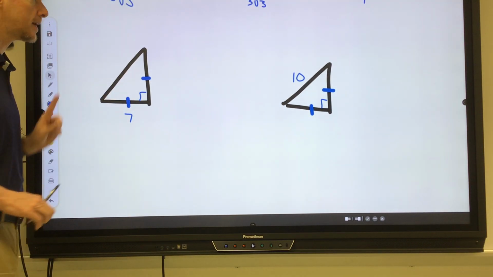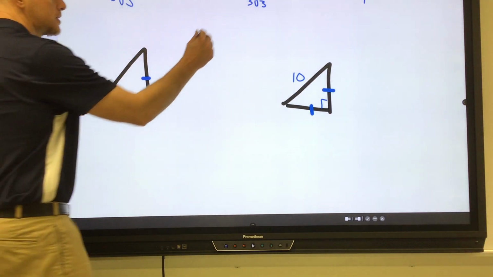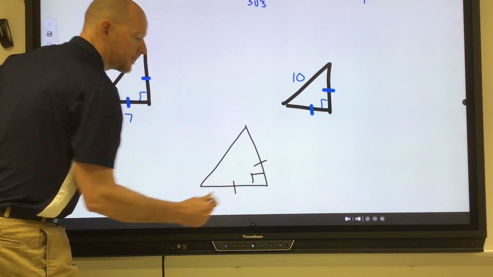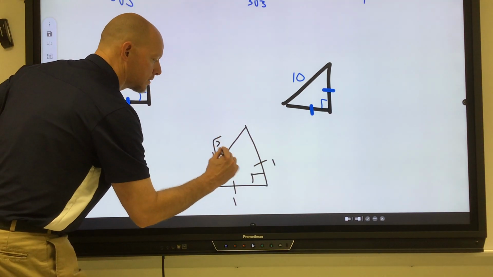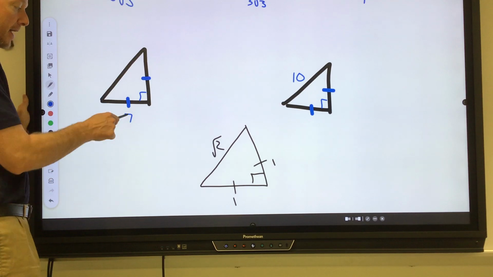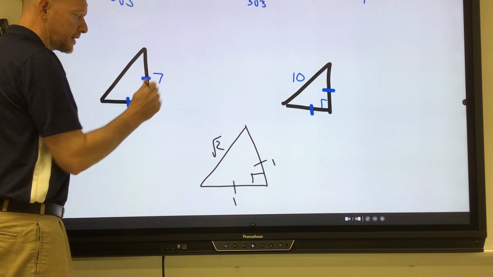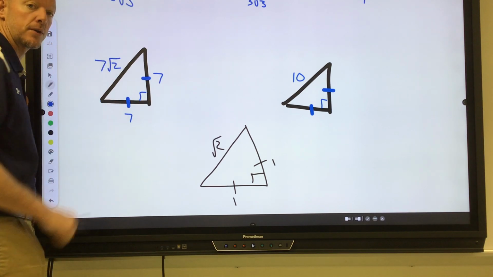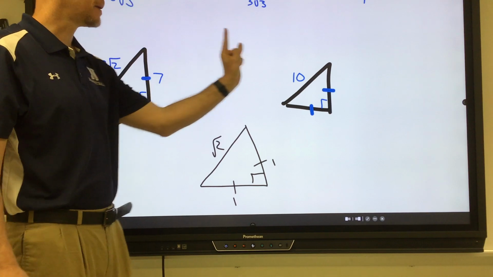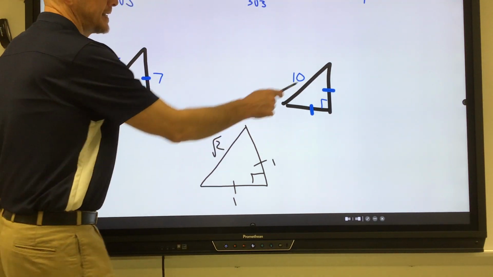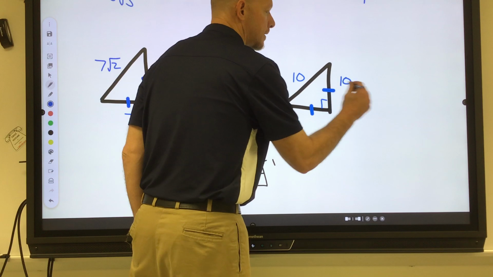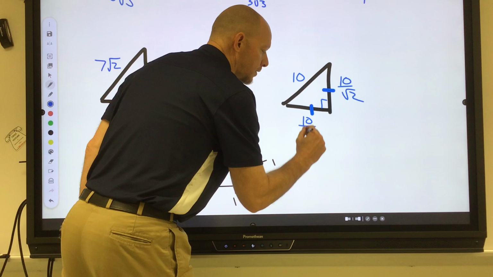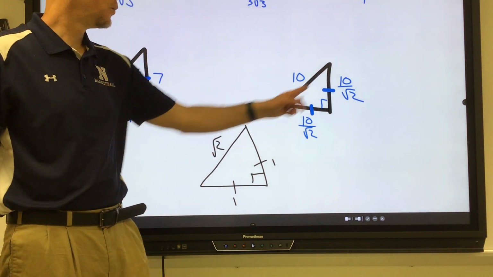We have two situations in this, and keep in mind, our side relationship for a 45, 45, 90 is 1, 1, square root of 2. So in a similar fashion, if I know a leg, well, obviously I know the other leg because they have to match. And then to get the hypotenuse, I just multiply by the square root of 2. But on the flip side, if I know the hypotenuse, to get a leg, I have to divide by the square root of 2.